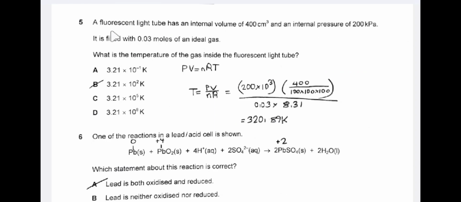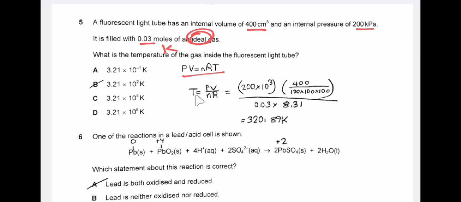In question number 5, a fluorescent light tube has an internal volume of 400 cm cube and internal pressure of 200 kilopascal. It is filled with 0.03 moles of ideal gas. What is the temperature of the gas inside the tube? We need to find the temperature in Kelvin. Given that this gas acts as an ideal gas, for ideal gas, PV is equal to nRT.